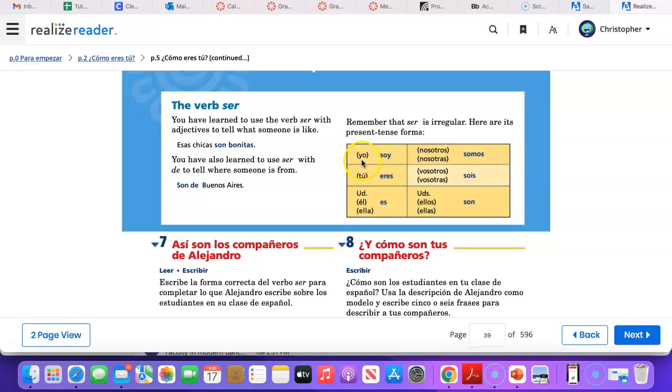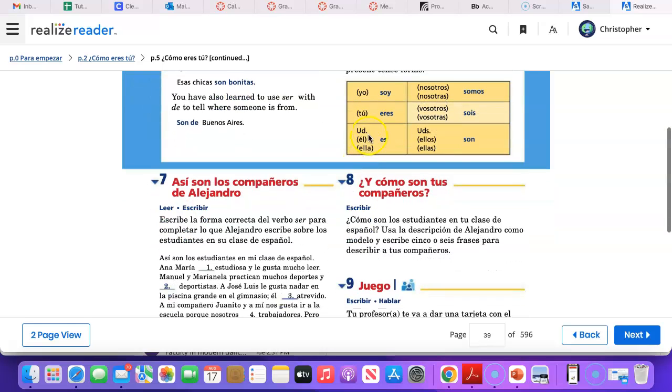Wouldn't be soy, because you're not talking about yourself. Wouldn't be eres, because you're not talking to Ana María, you're talking about her. So ella would be the subject pronoun. Remember, pronouns take the place of nouns, yeah? So instead of saying Ana María, we could say she is. Ana María es. Es estudiosa y le gusta mucho leer.